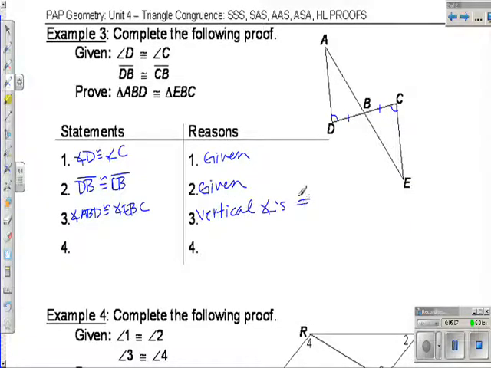Now I'm going to mark my picture different from the other angles, and I can see I now have an angle side angle and an angle side angle. So triangle ABD is congruent to triangle EBC by angle side angle postulate.